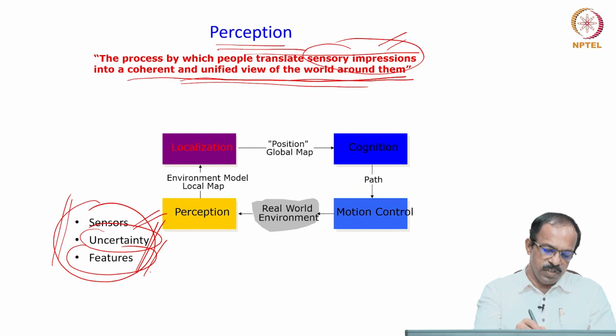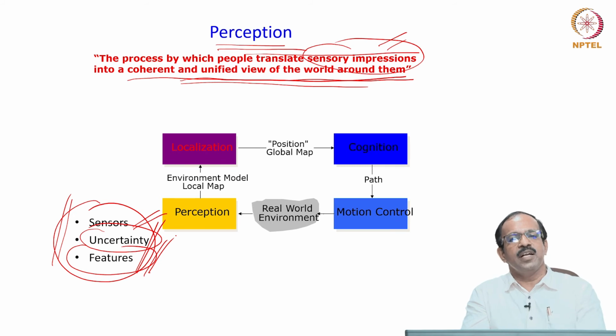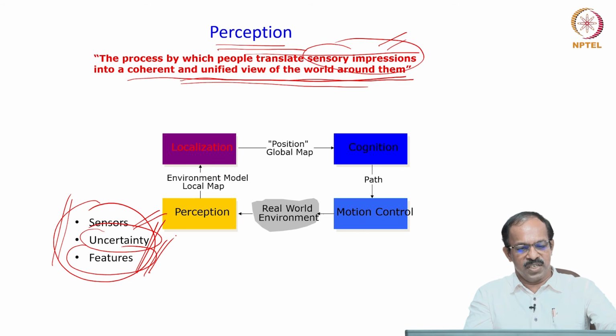So that is what we need to understand: how the robot can do this even under different conditions, or what can be done to give the robot the capability to overcome these issues and still do a decent job of perception and give a good feel of the environment to the robot.